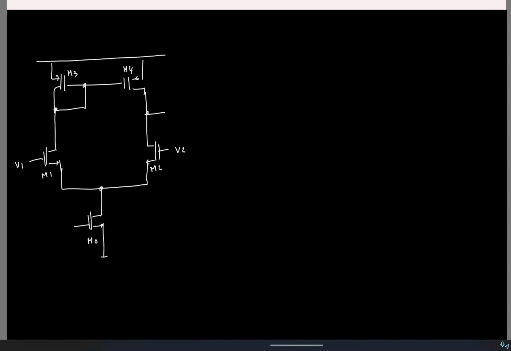So let's try to find the input referred noise here. So again the logic is the same. We'll short the inputs, find the short circuit output current due to each noise source, and then divide it by the gain to refer it to the input. So first let's find the gain, right? So what is the transfer function from the input difference to the output current? What is this? It's gm1. It's basically a short circuit gm, so it's gm1. So hopefully that is clear.